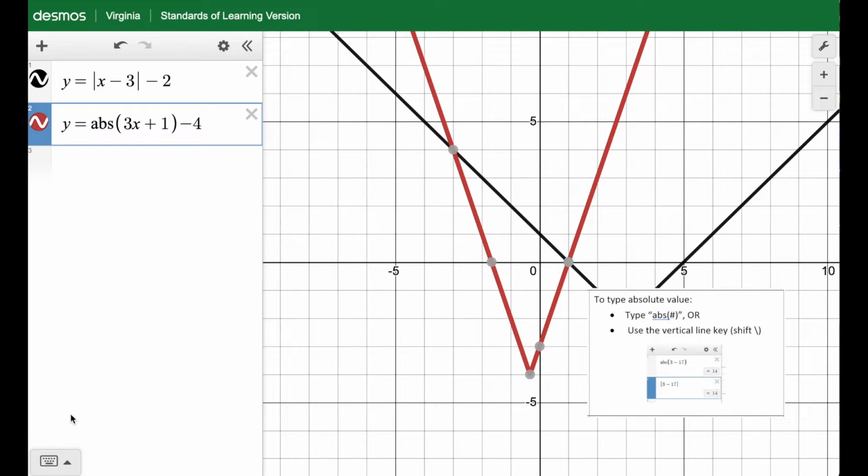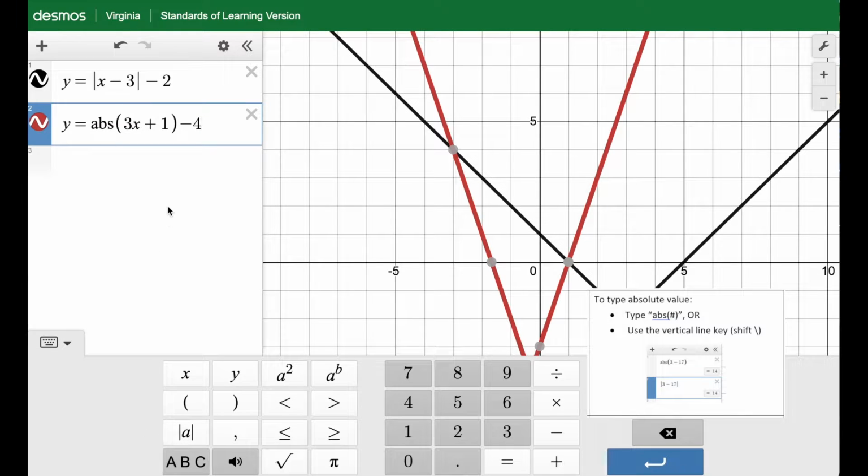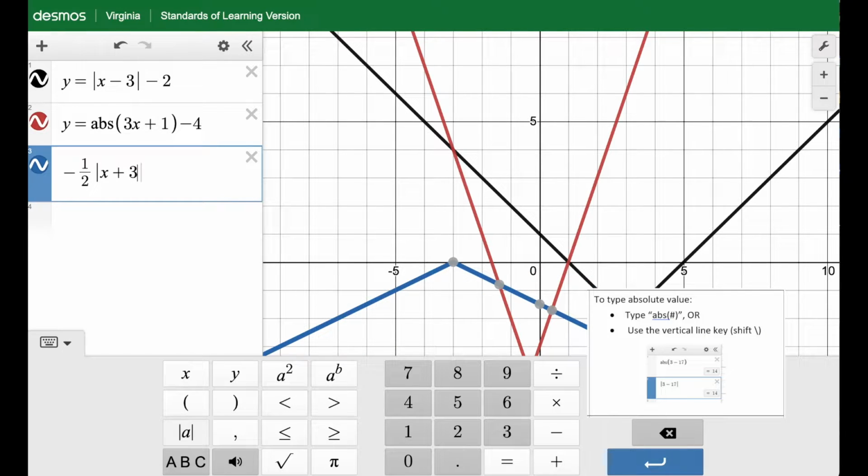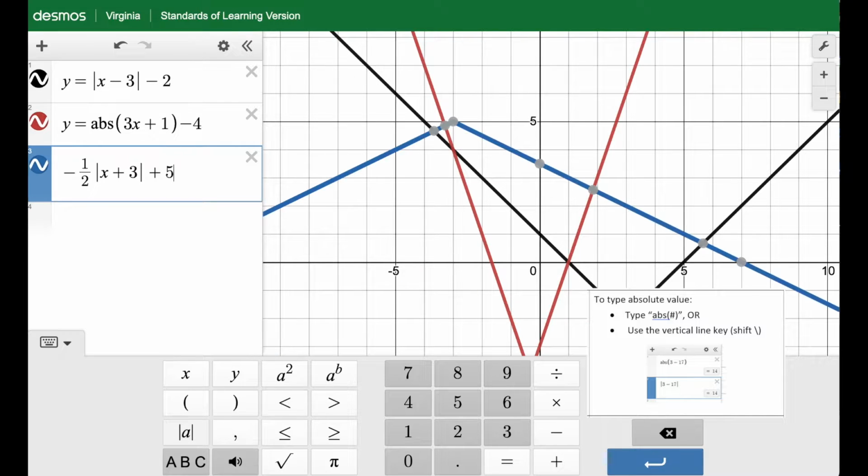Some of you have found that if you give yourself this show keyboard or show keypad at the bottom of the screen, you can also get an absolute value symbol already typed for you. So you can click on that and then type, let me put my cursor out in front and say negative 1/2, and then x plus 3, and then I use the right arrow to get outside of it, and then plus 5.